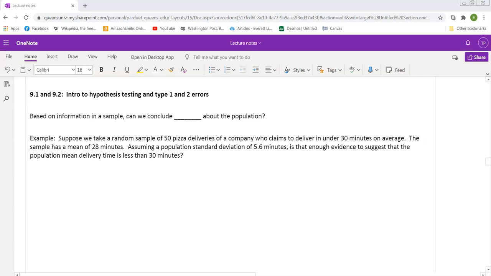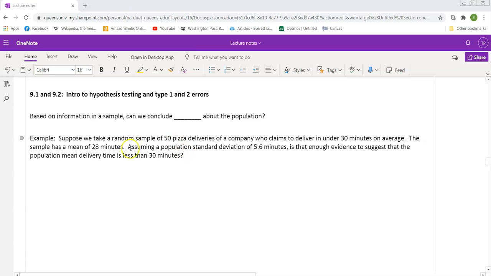So, big picture with a hypothesis test, we have information in a sample, and we have some hypothesis about the population. And we'd like to be able to say, based on what I see in the sample, that's strong enough evidence to conclude what I want to conclude in the population.